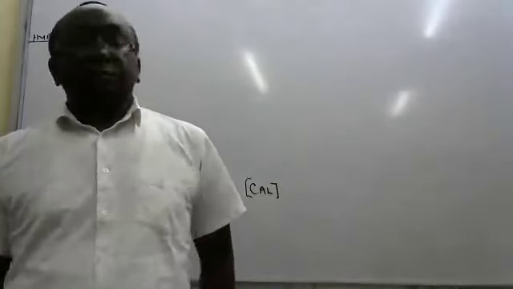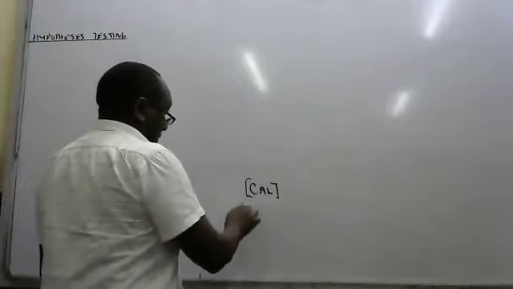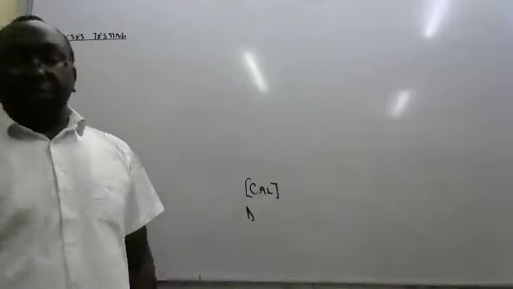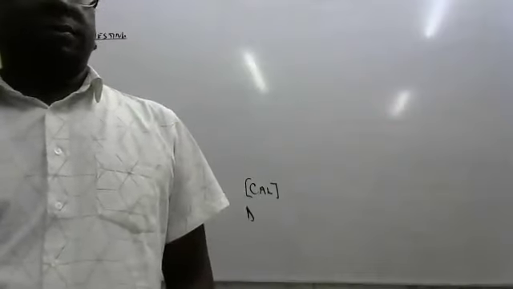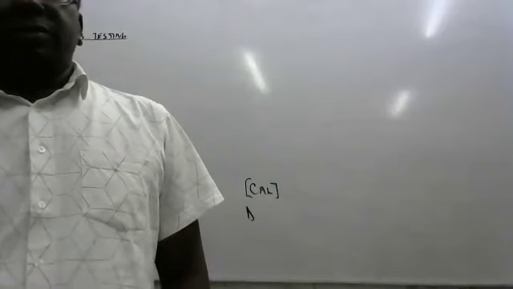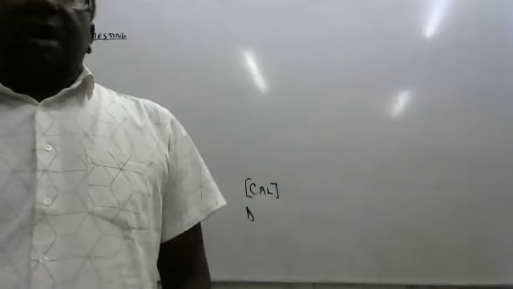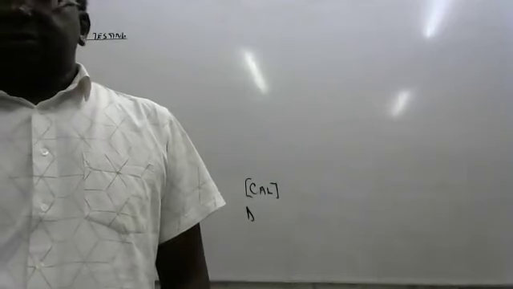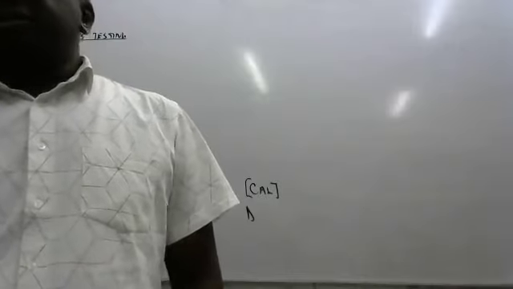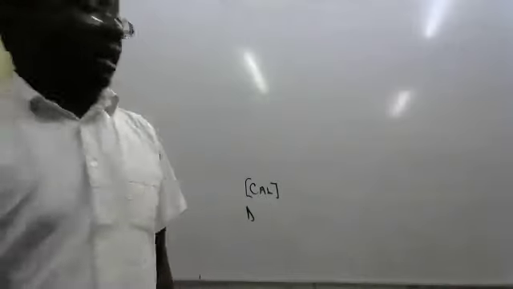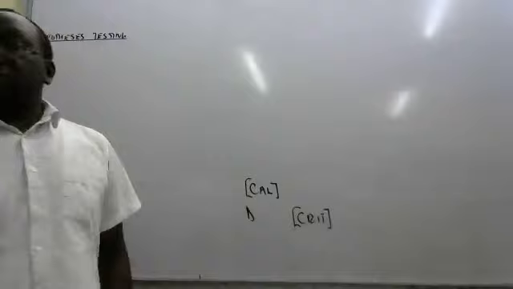Step number 4. Develop the decision rule in terms of boundaries. Boundaries are the critical values. Critical values, with brackets, CRIT. CRIT. That's the short form tutakuwa tunatumia sana.